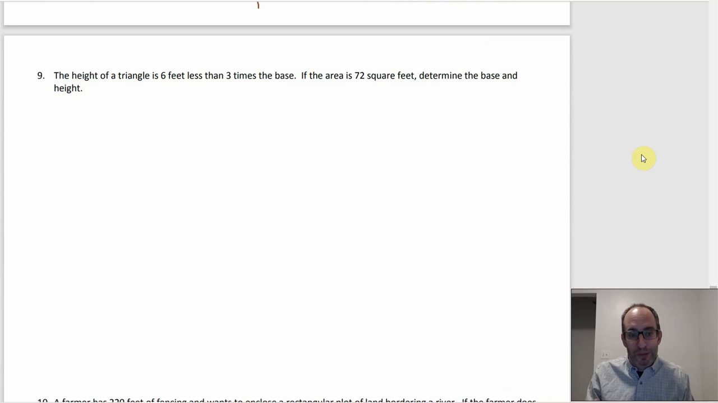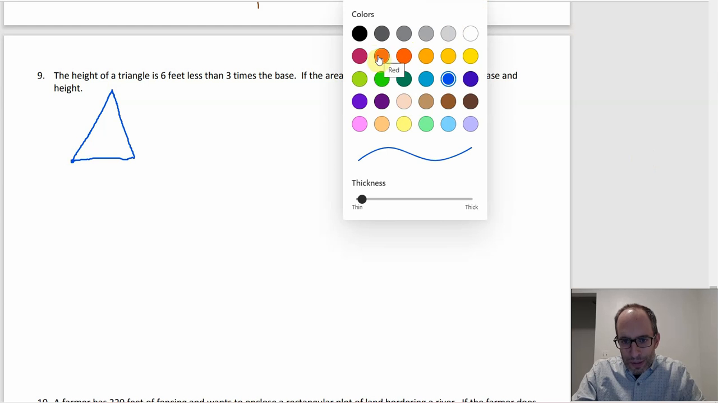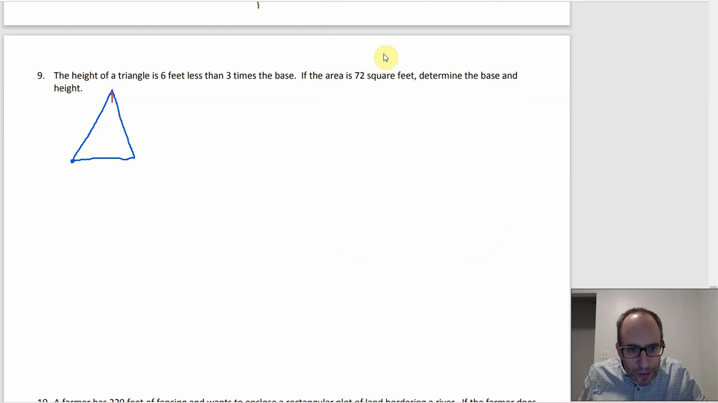If you're into visual learning, maybe you like to draw stuff too. With number 9, that's the first thing I would be thinking. I'm like, okay, it's a triangle, I got to draw a triangle. But the height is 6 feet less than 3 times the base. So I guess that needs to be a tallish triangle, a tall one rather than a squat one. I'm going to make the height a different color so it's easier to see. So maybe like that, and you'd have a right angle in here with the base.